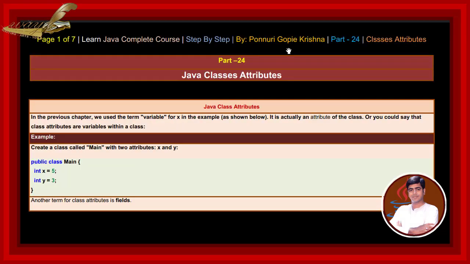In this session, let us learn about Java class attributes. In the previous chapter, we used the term variables for x in the example as shown below. It is actually an attribute of the class, or you could say that class attributes are variables within a class. See example, create a class called Main with two attributes x and y. See, now we are creating x and y, 5, 3. Another term for class attributes is fields.